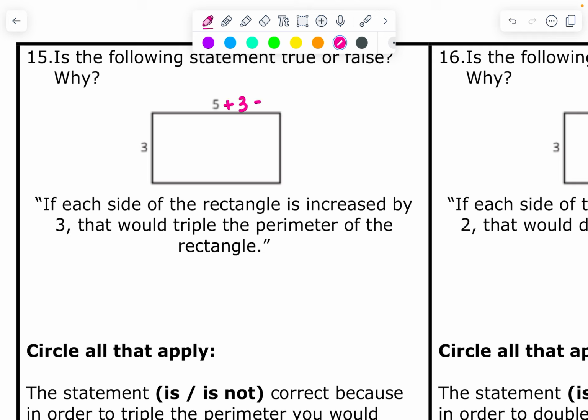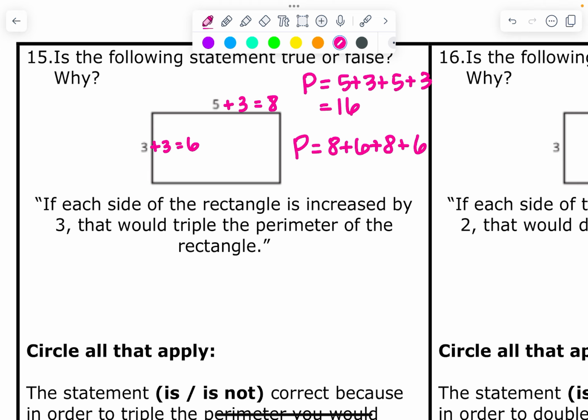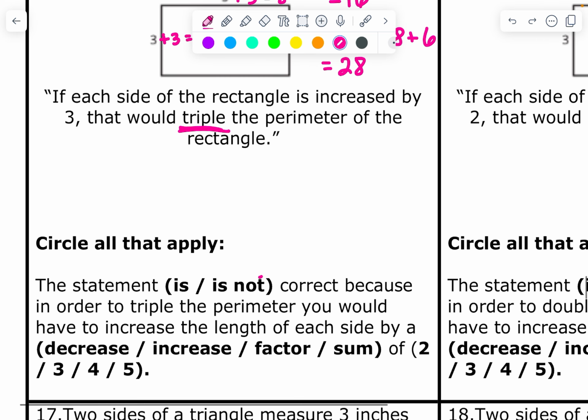5 plus 3 is 8. 3 plus 3 is 6. So the original perimeter would be 5 plus 3 plus 5 plus 3, and that would be 16. The new perimeter would be 8 plus 6 plus 8 plus 6, so it's 14 plus 14 is 28. Did that triple? Triple means times 3. 16 times 3 is not 28. So that is not correct.